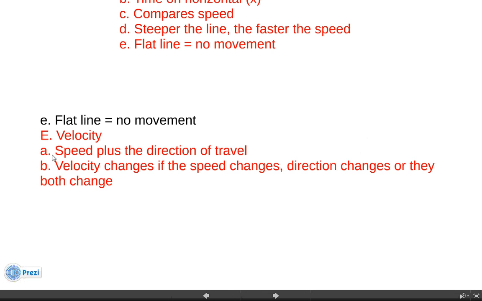All right, capital letter E, velocity. We have 2 items we're taking away with us. Velocity is the speed plus the direction of travel. And there are 3 ways velocity will change. Velocity changes if the speed changes, the direction changes, or they both change.